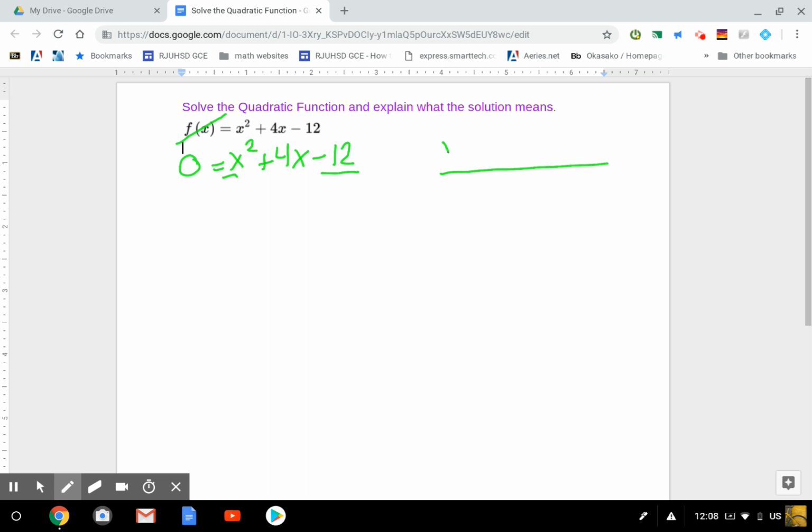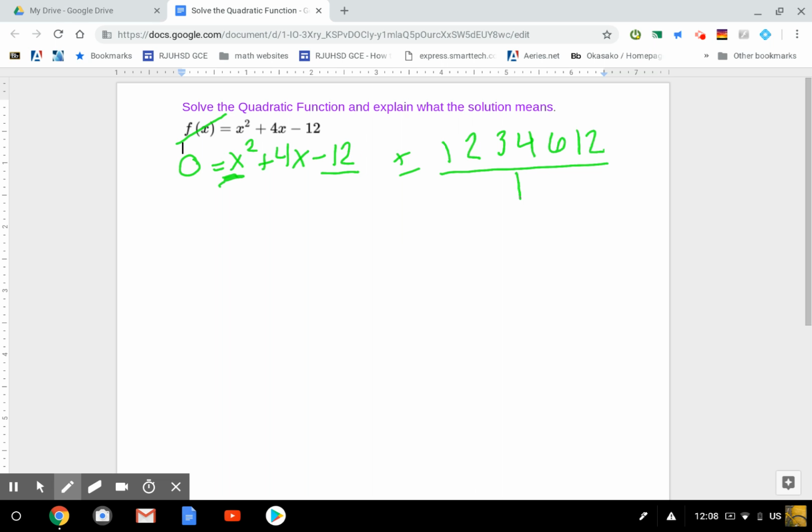You have 1, because 1 times 12 is 12. You have 2, 2 times 6. 3 works, 3 times 4, 4 works. 5 does not work, so we're not going to put that down. 6 works because 6 times 2 is 12. And all of these are going to be positive or negative. And then for your x squared, you're just going to have 1 because there's always a 1 in front of that x.